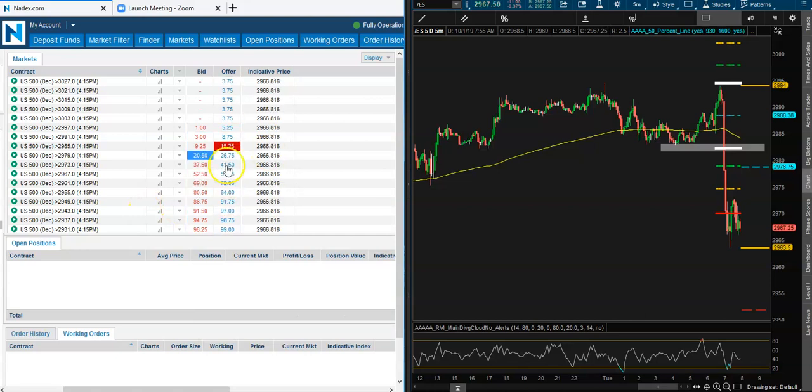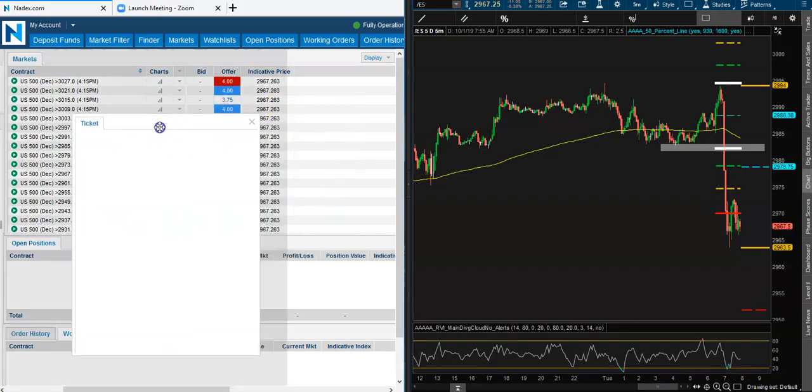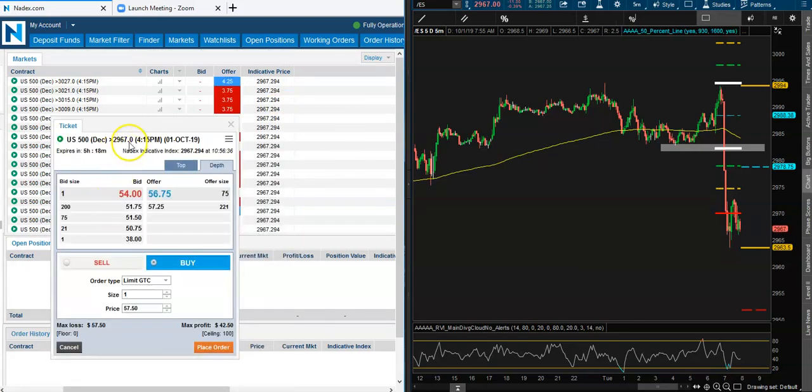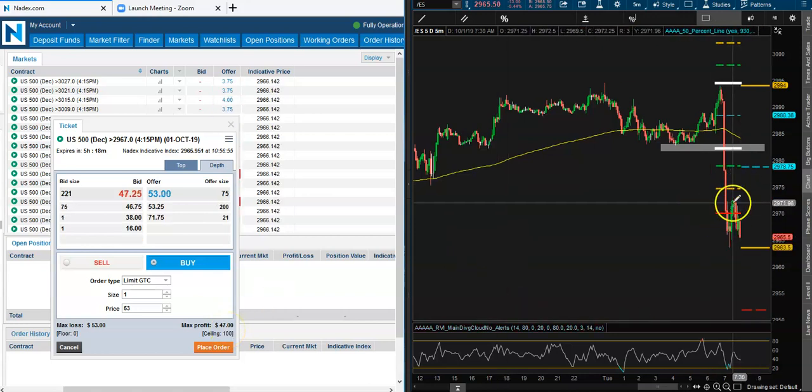I would maybe buy even this, the 67, and maybe put an order in to try and get filled at like maybe 53. Because if we rally all the way back to the high of day, I'm going to make $47. I'll make 1-to-1 on my money. But knowing that the lows are in for the day, I'm buying at the lower end, if that makes sense, right?